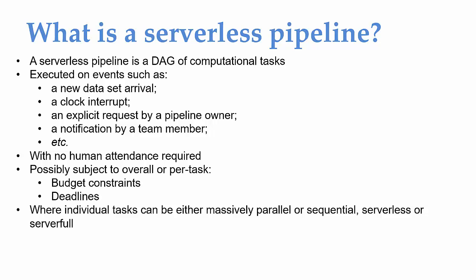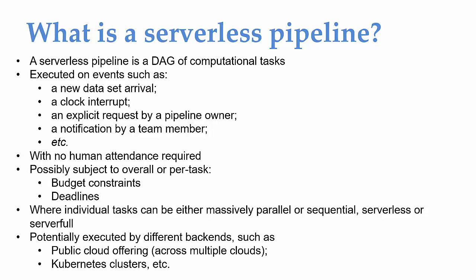The individual tasks can be either massively parallel or sequential. They can be serverless or serverful. Potentially, these tasks can be executed by different backends, such as, for example, public cloud offerings, and this can happen across multiple clouds. It can be executed by Kubernetes clusters, which can be spread again across multiple clouds, and so on and so forth.